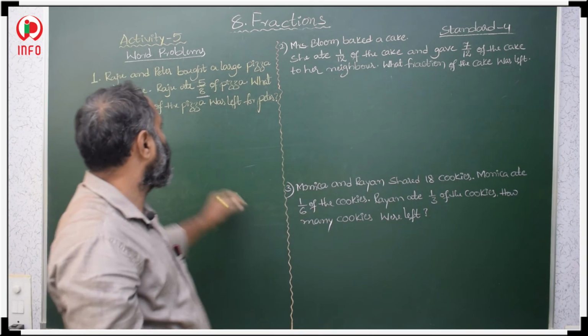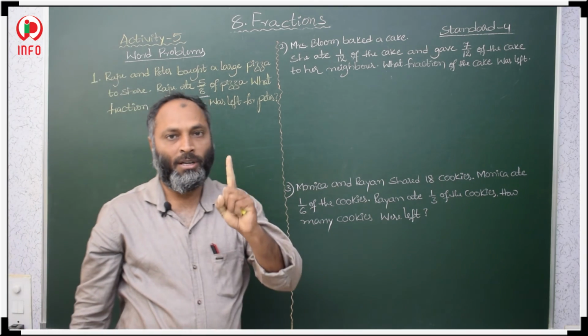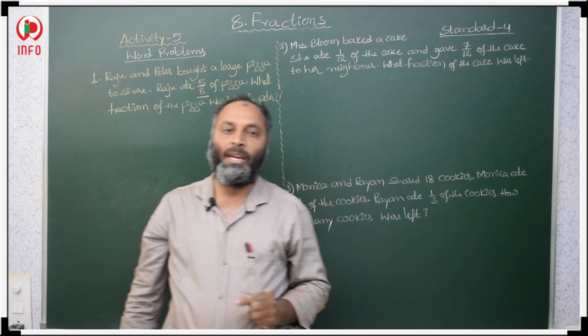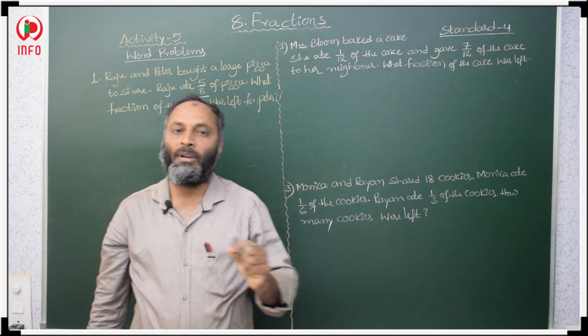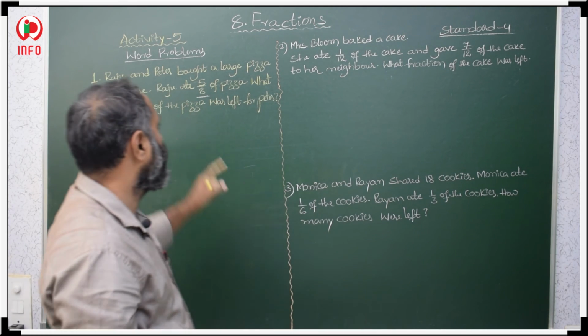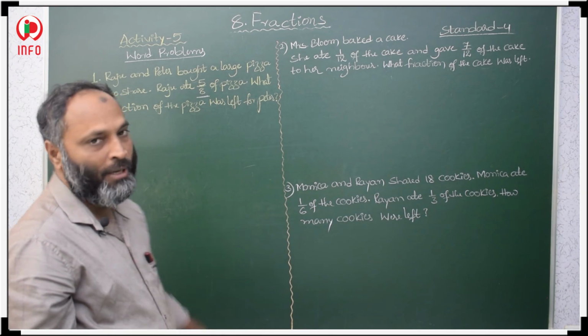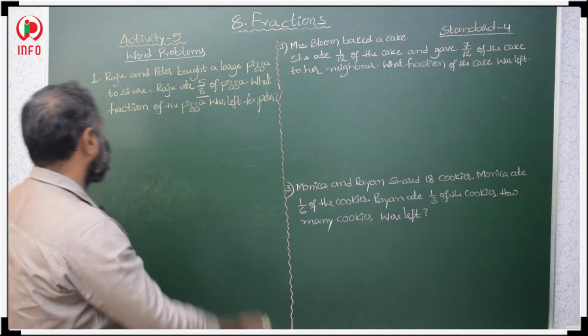So here in total, one pizza they bought. In that one pizza, 5/8 fraction, who ate? Raju ate. Then how much pizza was left for Peter? She is asking.